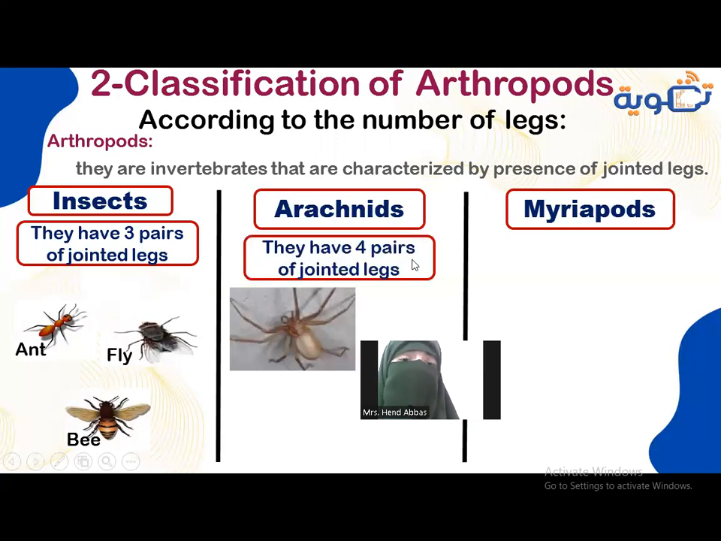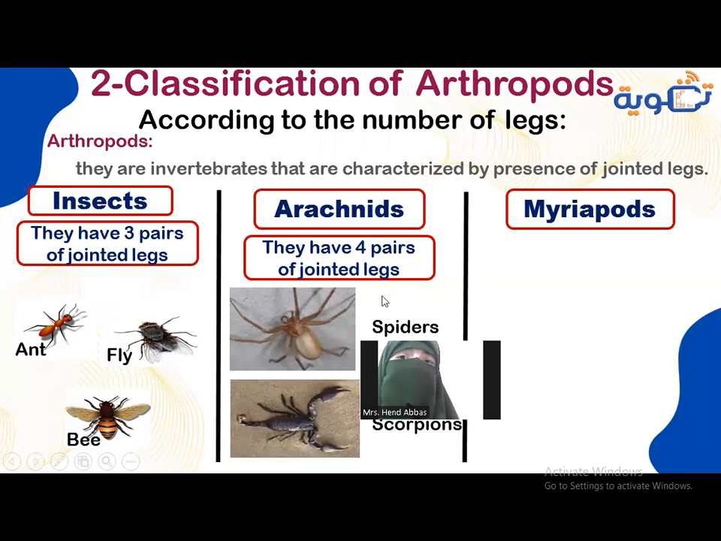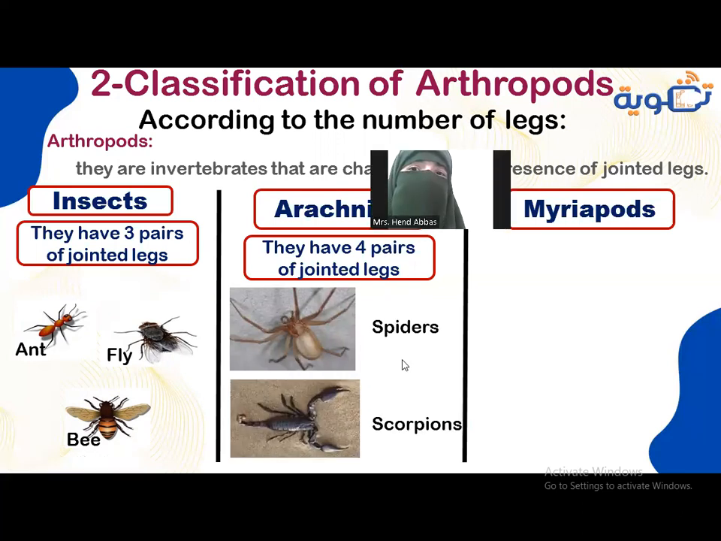Arachnids have 4 pairs of jointed legs, like spiders and scorpions. So why? Give reason. Why didn't we consider the spider among the insects? Because the spider is related to arachnids. Yeah, it has 4 pairs of jointed legs, while insects have only 3 pairs of jointed legs.